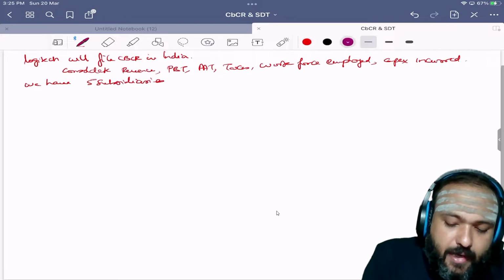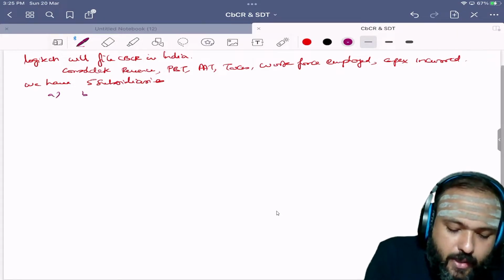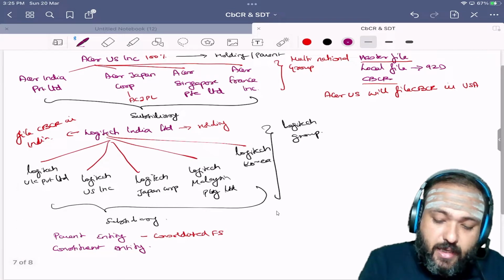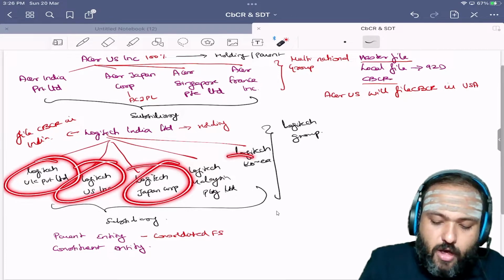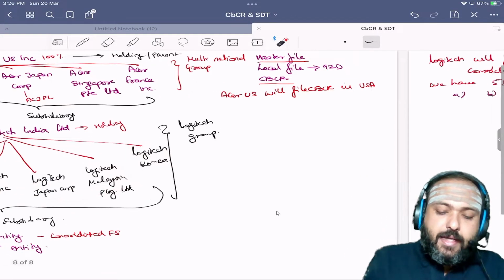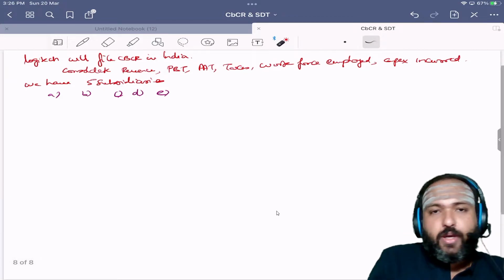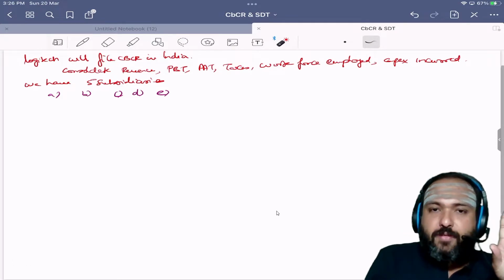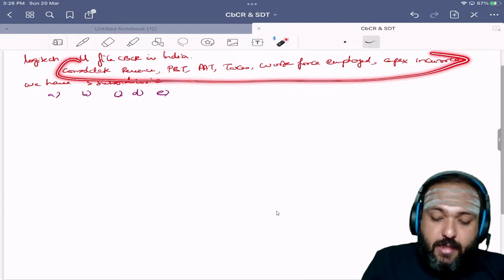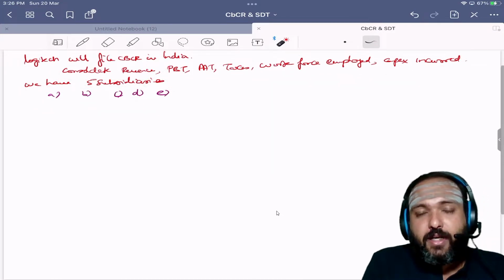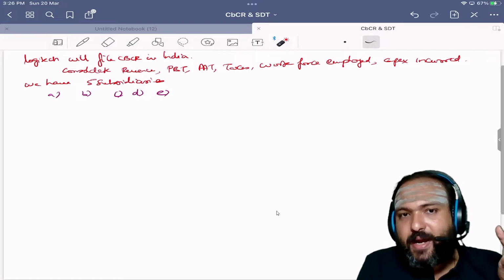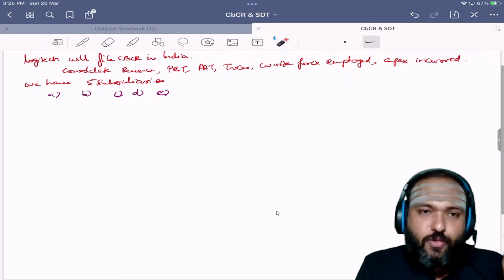Okay, and they will list A, B, C, D, E. So these 5 subsidiaries they will list: UK Private Limited, US Inc., Japan Corp, Malaysia, Korea, and then they will give the address and the location of these subsidiaries. So they will not only report these, they will also speak about the constituent entities. Who are the constituent entities? Any entity other than the parent entity in the group is called the constituent entity.